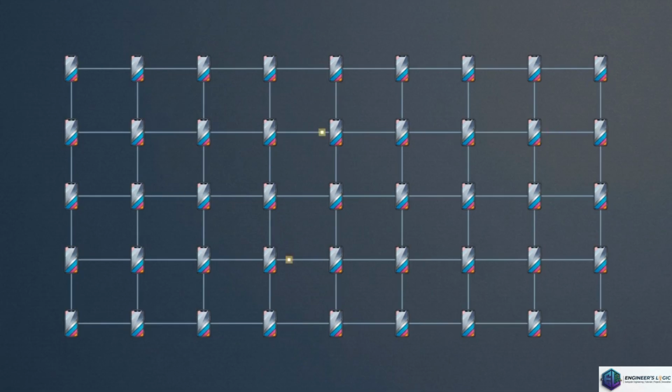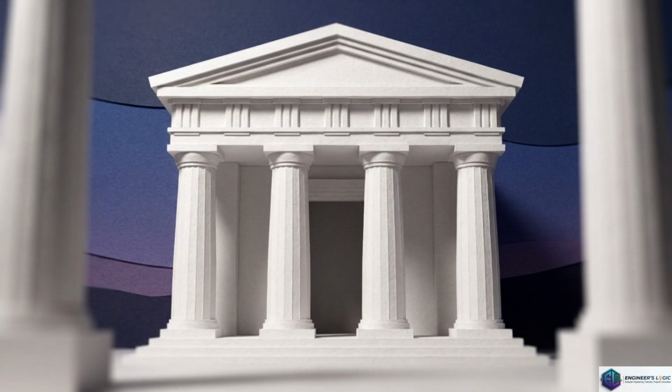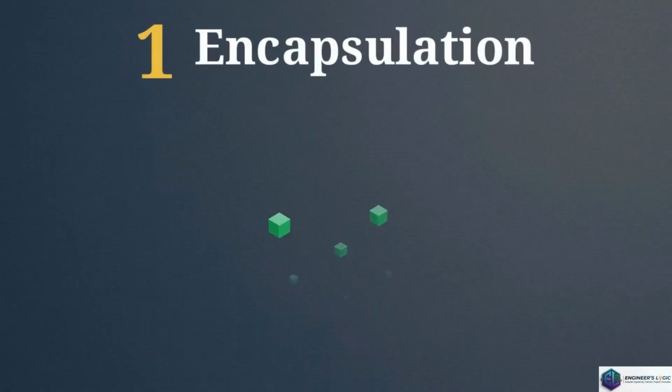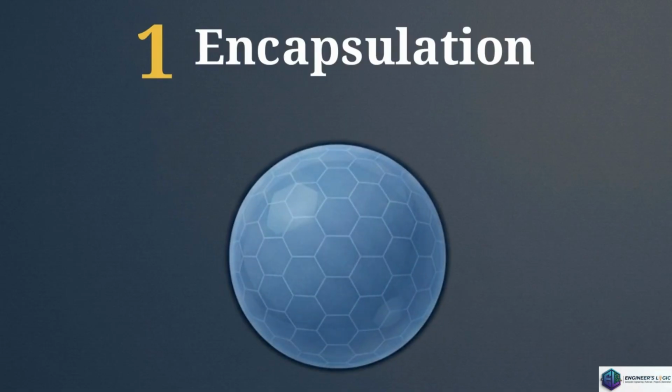Once you have all these objects running in your software, you need rules to govern how they interact. These rules are known as the 4 pillars of OOP. The first pillar is encapsulation. This is the practice of keeping an object's internal data shielded.